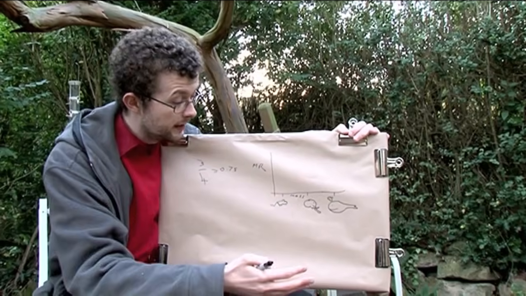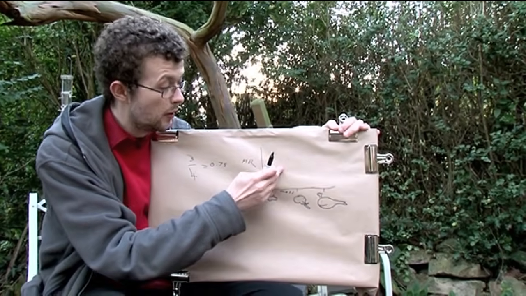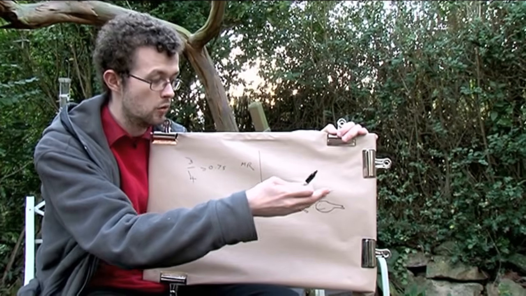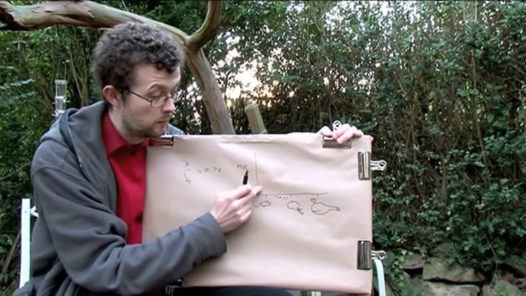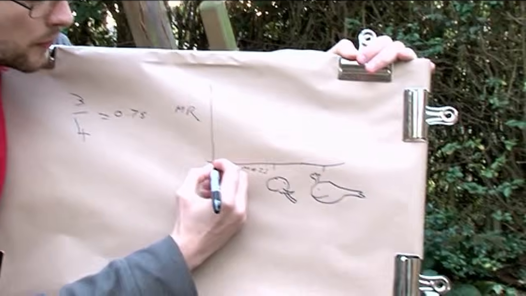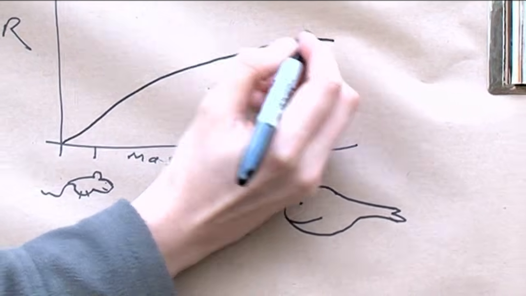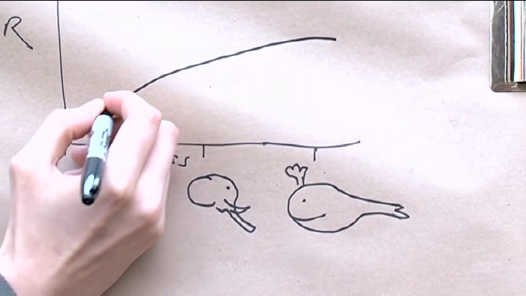Or it could be superlinear. So the elephant is 1,000 times heavier than the mouse, so it needs, say, 1,000,000 times more. It actually needs more than the linear line. What Max Kleiber found was that it's neither of those. The curve actually tapers off, and so it's below the straight line.